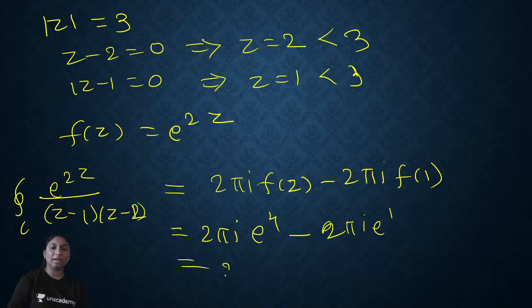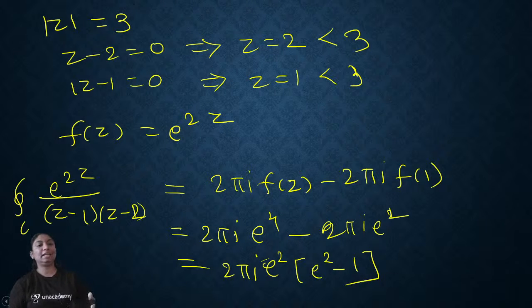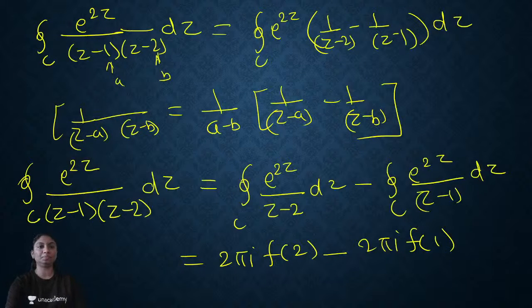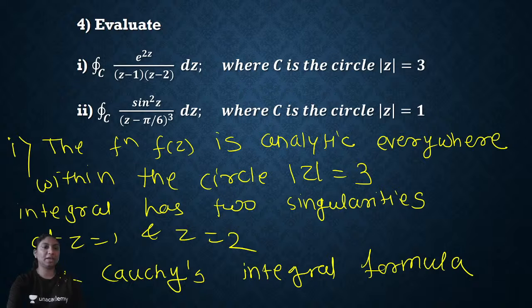So I can take 2 pi i common, and e square also common. So you will get 2 pi i into e square into (e square minus 1). So this is your line integral over the curve C, where curve C is given by mod z is equal to 3. Now we will check the second one: the integral of sine square z dz upon (z minus pi by 6) raised to 3, where C is the circle mod z is equal to 1.